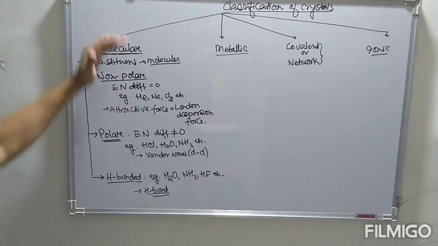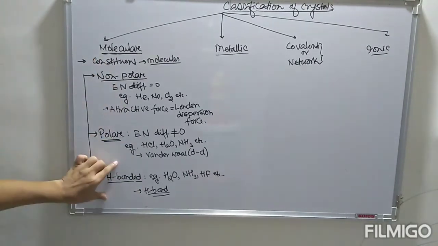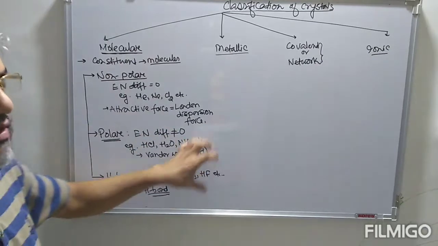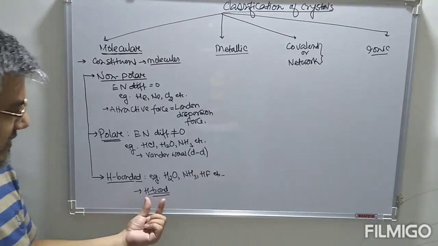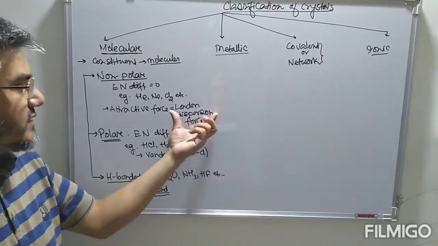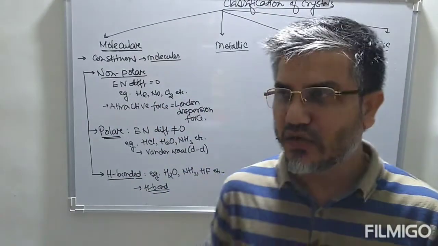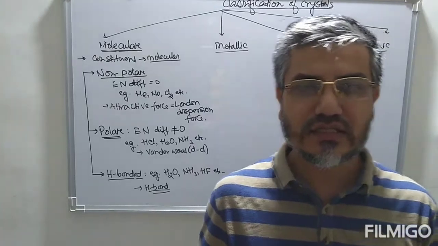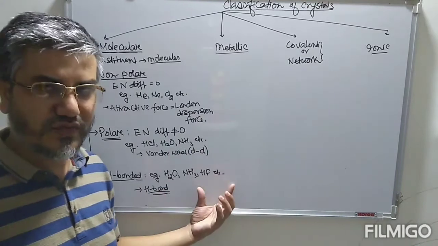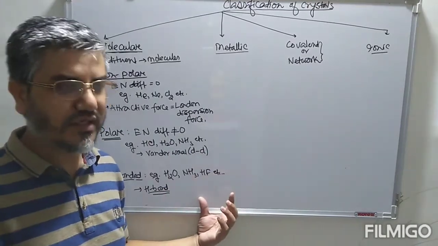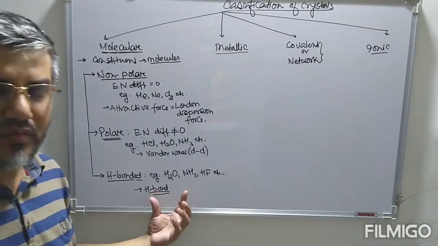So these molecular crystals, non-polar, polar, hydrogen bonded, the attractive force between the molecules is van der Waals force. Strength of van der Waals force is strongest in case of hydrogen bond, weakest in case of London dispersion force. Since the attractive force between the components is weak, these solids are generally soft, either they exist as soft solid or liquid or gaseous form, and they have low melting point.